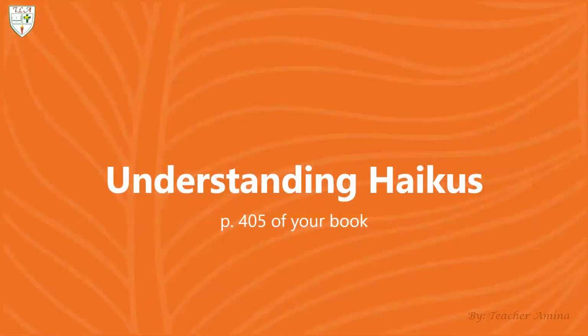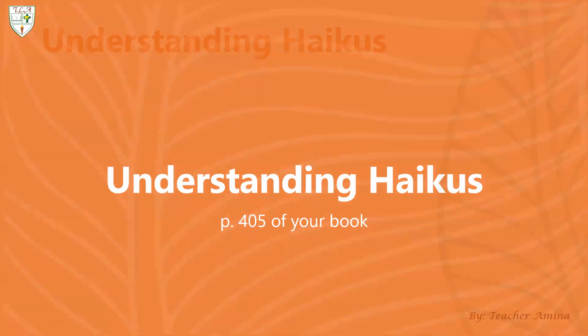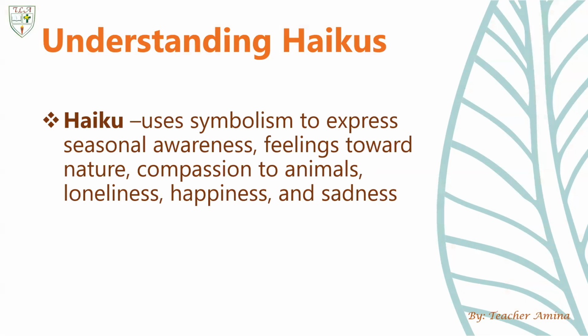Okay, next we have understanding haikus that can be found on page 405 of your book on lesson 6 as well. Okay, so a haiku uses symbolism to express seasonal awareness, feelings toward nature, compassion to animals, loneliness, happiness, and sadness. So you already know about symbolism. So you use symbolism in writing haikus.